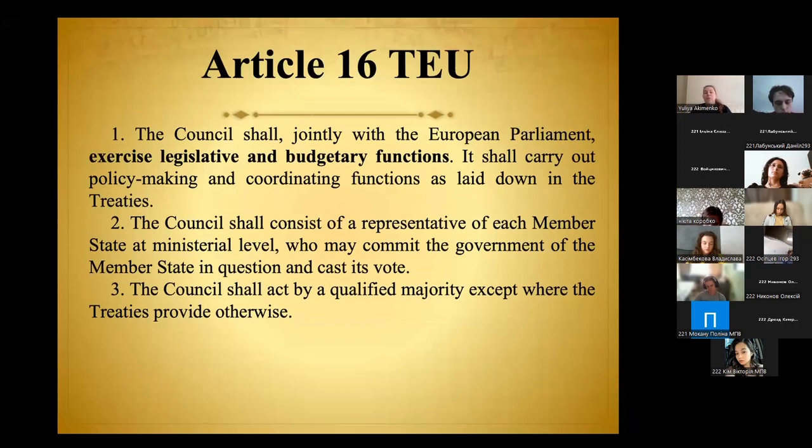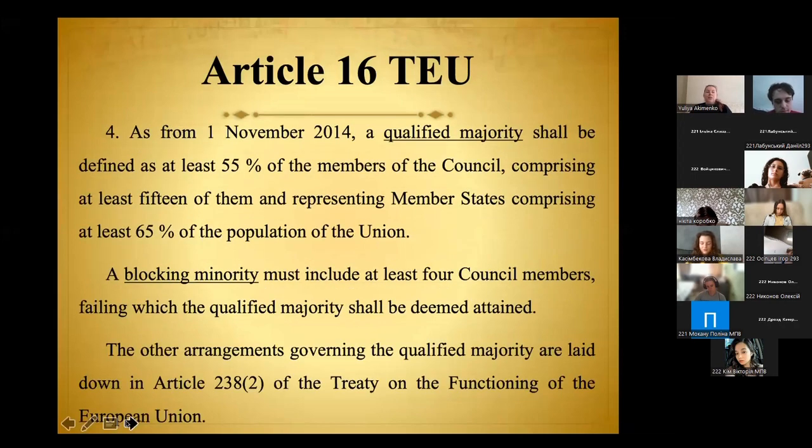So 15 countries would be enough, for example, for changing some of the main ideas of the European Union. It's not enough, 15 countries. We need a qualified majority, that will be 18 countries of the European Union that have to vote for or against some of the propositions they have. From the 1st of November 2014, qualified majority shall be defined as at least 55% of the members of the Council, comprising at least 15 of them and representing member states comprising at least 65% of the population of the Union. So the decision-making process and the representation of the interests of the national governments should be connected not only with the countries, but also with the people who live in these countries.